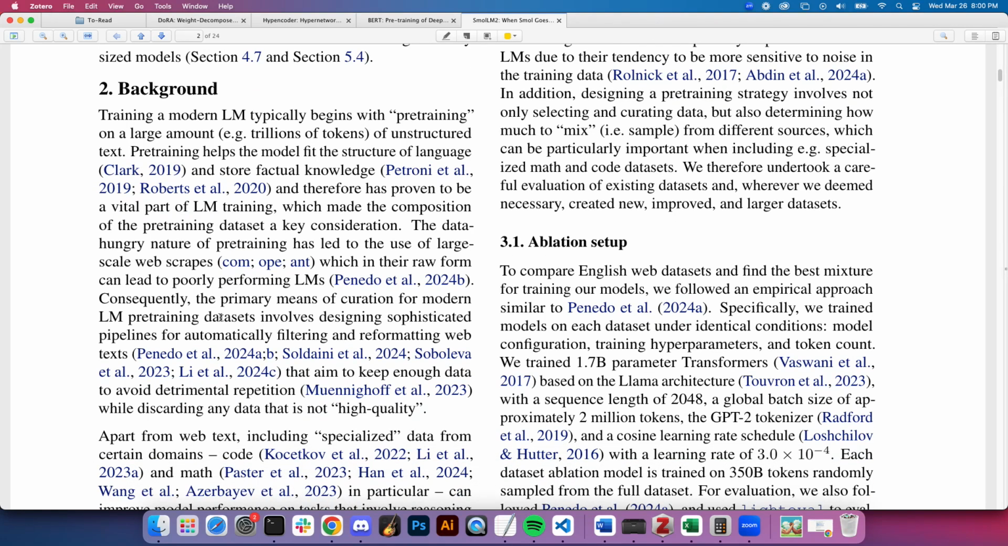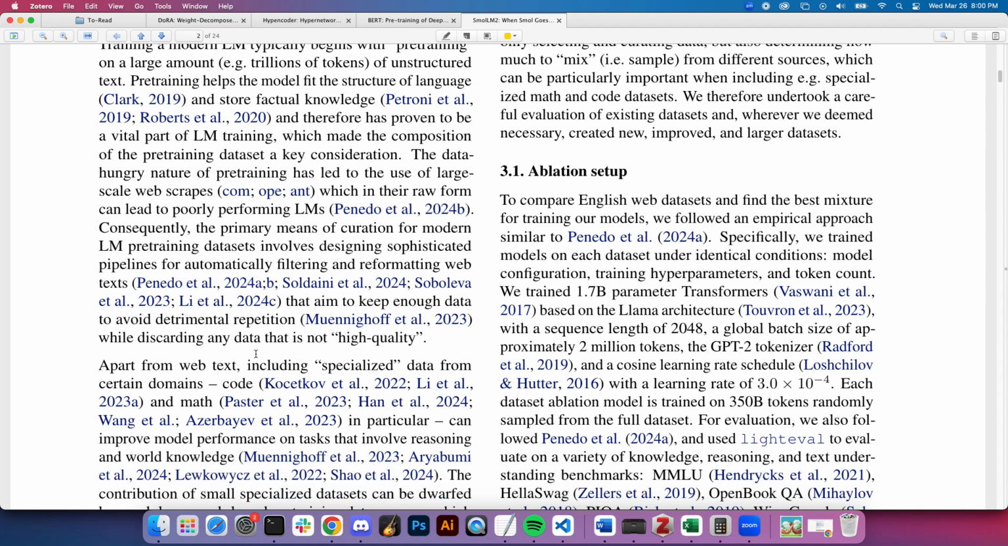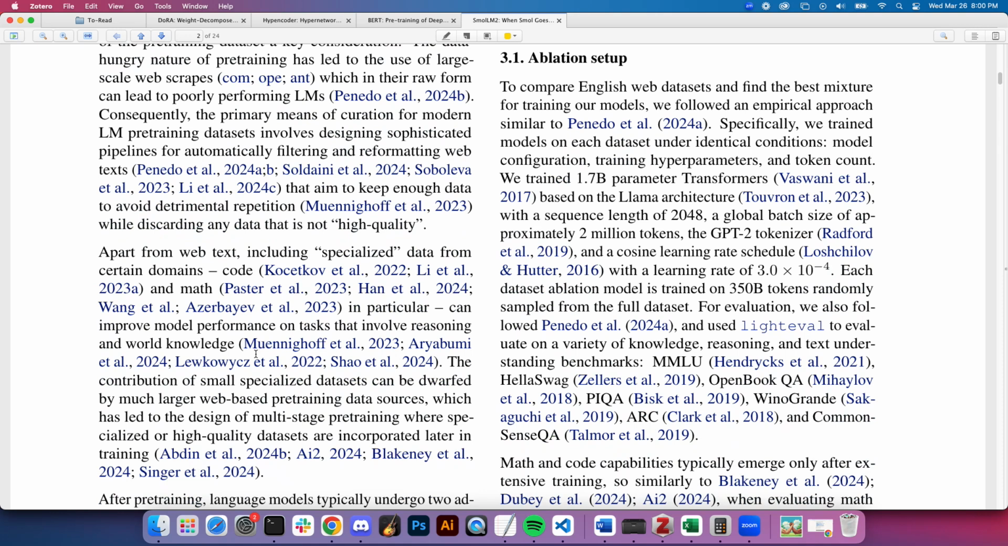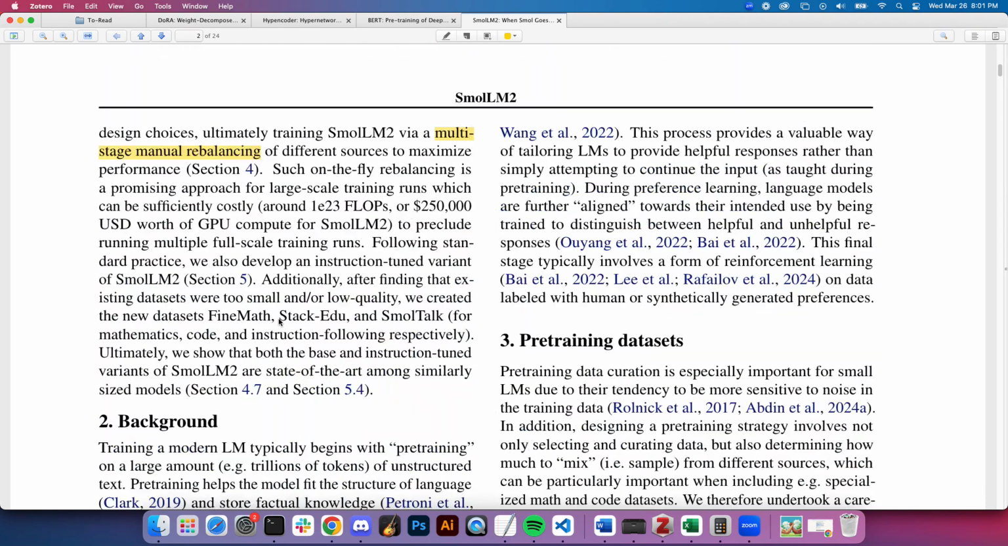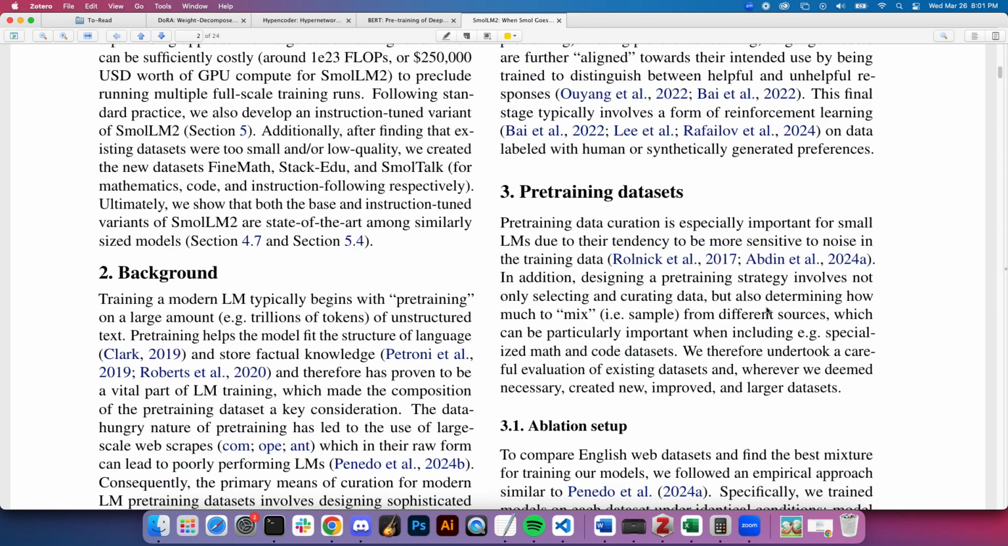Let's see. They again mention how we filter and reformat web text, avoid detrimental repetition in our data sets. Again, this piece about code, improving reasoning and world knowledge. After pre-training, language models typically undergo 2 additional training stages: instruction tuning and preference learning. Instruction tuning is supervised training on instruction-response pairs, on how it should answer a query. Preference learning is about alignment between helpful and unhelpful responses, and that involves reinforcement learning on human-labeled or synthetically generated preference data. Cool. So nice background.